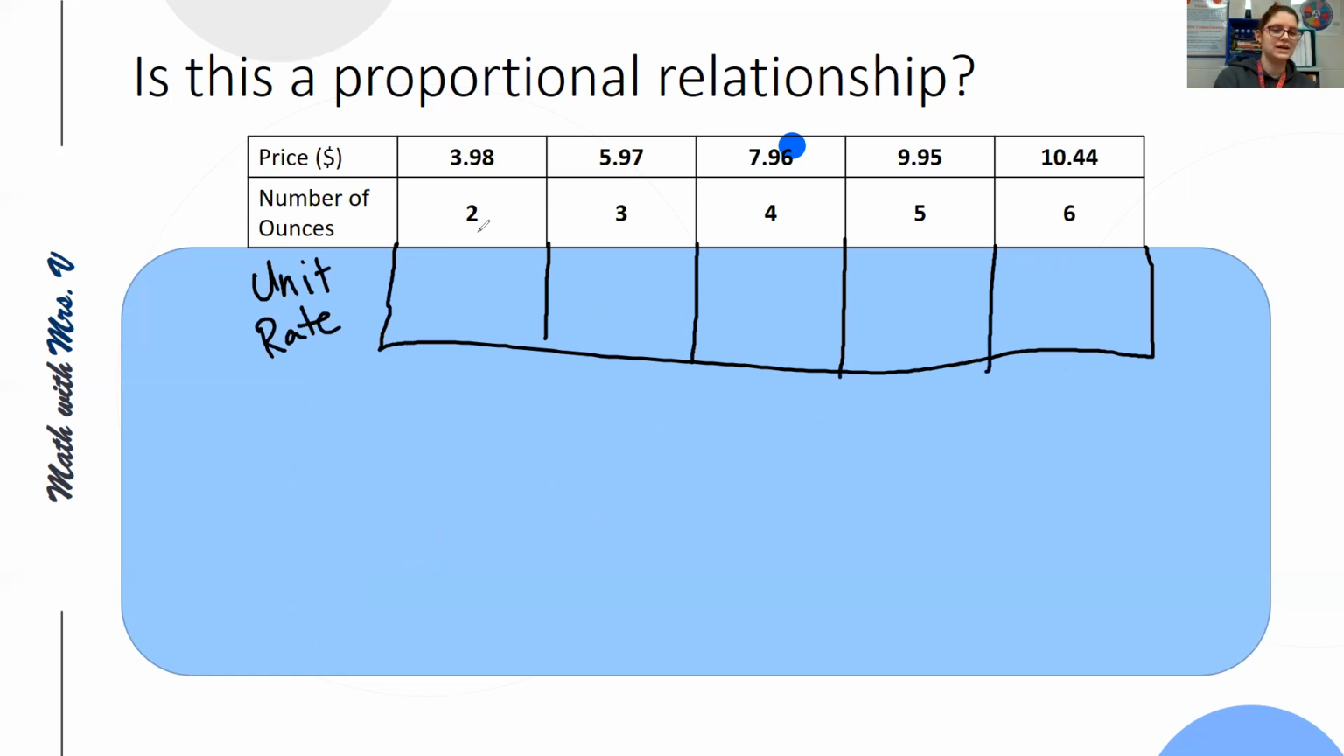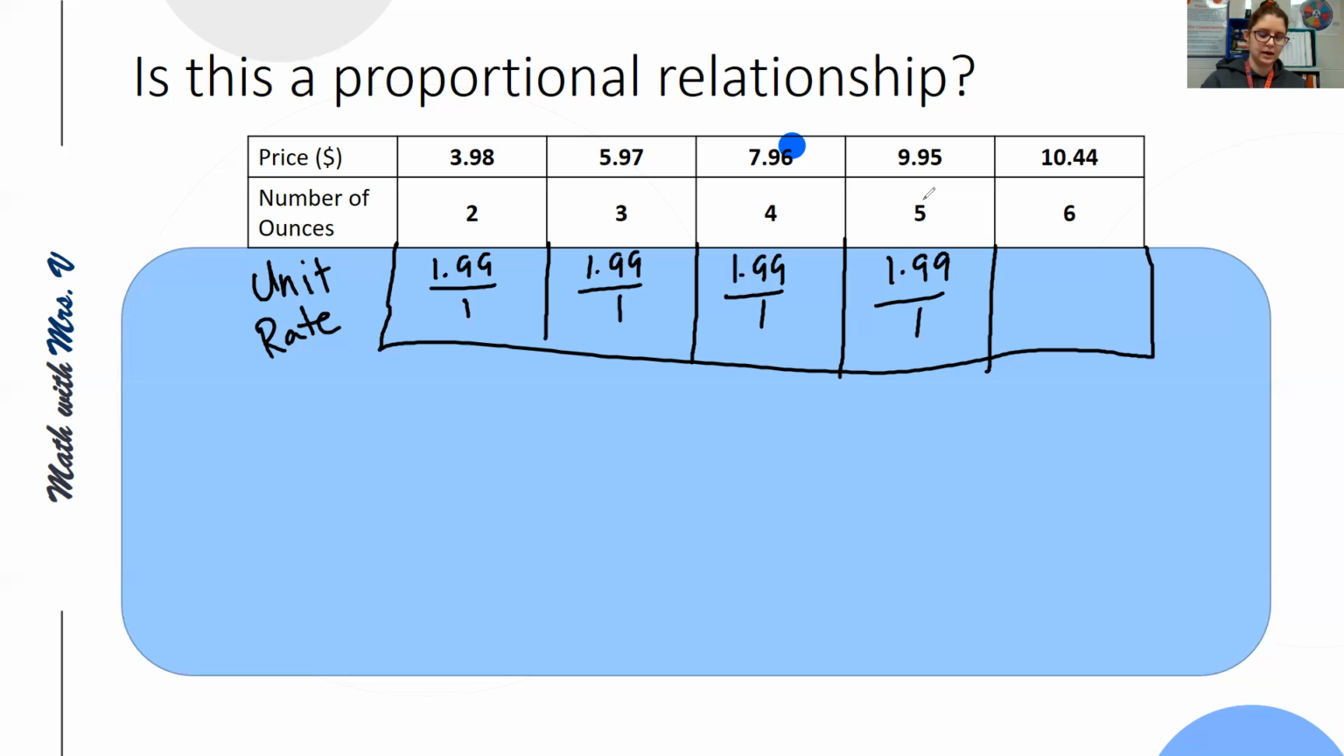Okay, so 398 over 2. We would divide the 398 by 2 to get our unit rate, and we'd get 199 per 1. We would do the same with 3, and we'd find it's 199 per 1. 4 gives us the same thing, 199 per 1. 5 gives us the same thing, 199 per 1.